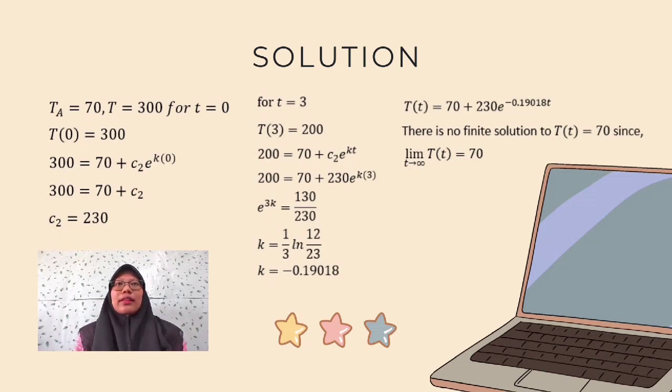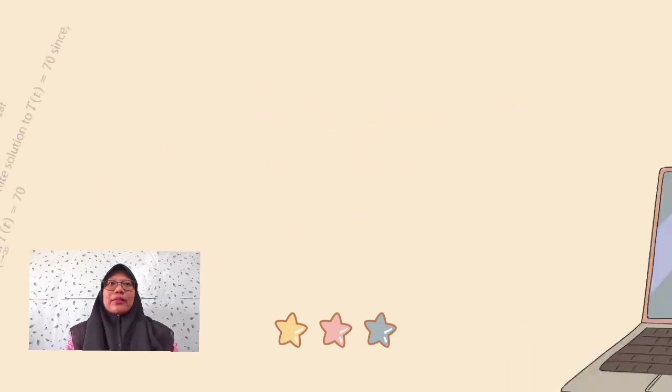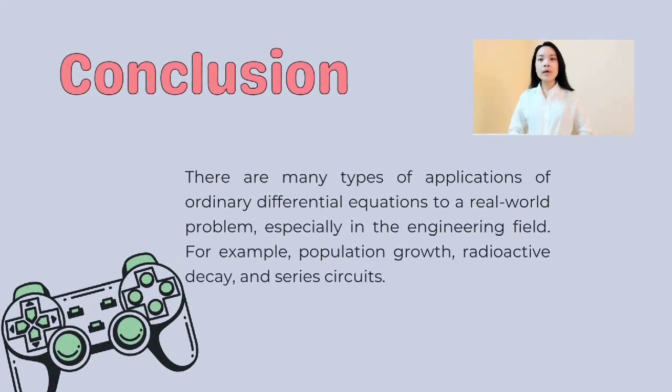So we observe that there is no finite solution since the limit as t approaches infinity, T(t) is equal to 70. In conclusion, there are many types of applications of ordinary differential equation to real-world problems, especially in the engineering field. For example, population growth, radioactive decay, and series circuits.